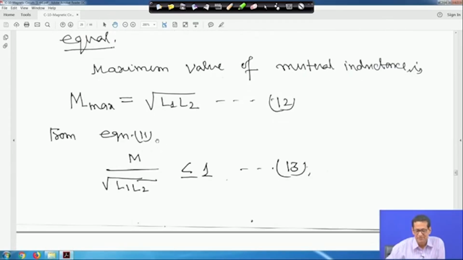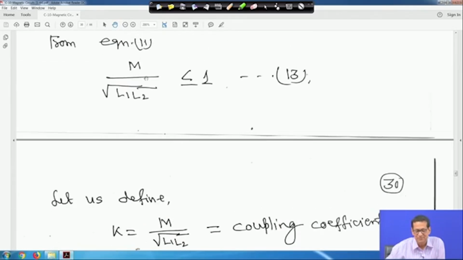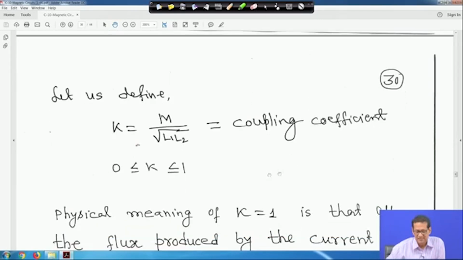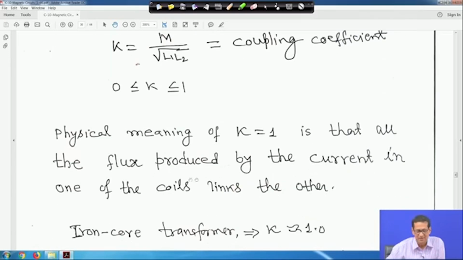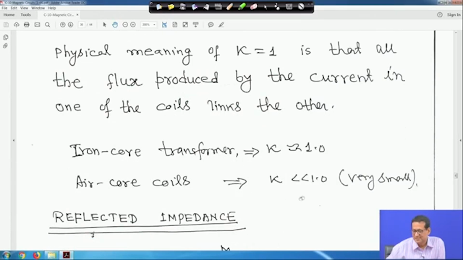Therefore, from equation 11 we get m by root over L1 L2 is less than or equal to 1. This is equation 13. Therefore, we define k is equal to m by root over L1 L2. This is called the coupling coefficient, and k lies between 0 and 1. The physical meaning of k equal to 1 is that all the flux produced by the current in one of the coils links the other. For an iron core transformer k is approximately equal to 1, and for air core coils k is much less than 1, that is very small.